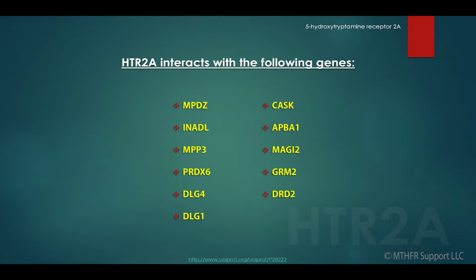HTR2A interacts with the following genes: MPDZ, INADL, MPP3, PRDX6, DLG4, DLG1, CASK, APBA1, MAGI2, GRM2, and DRD2.